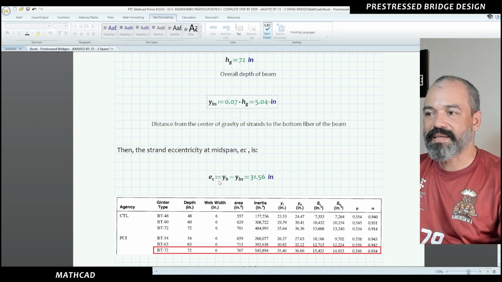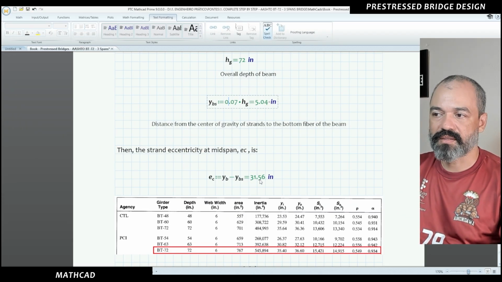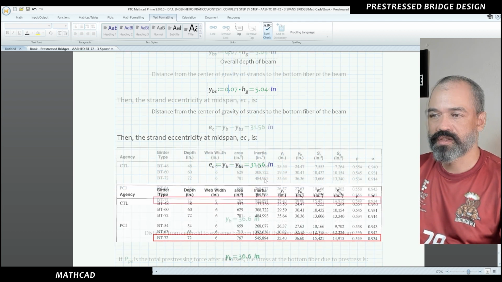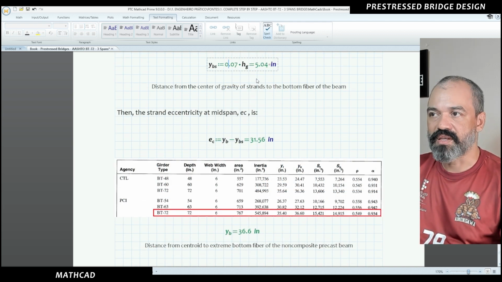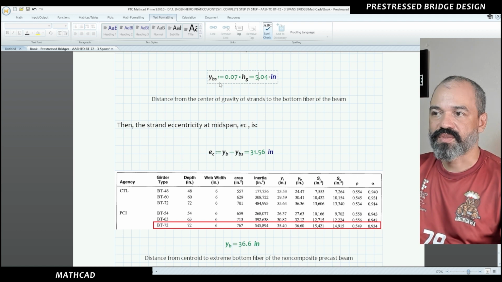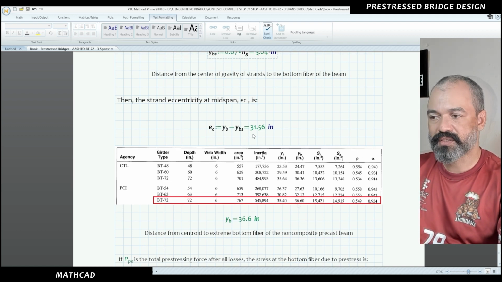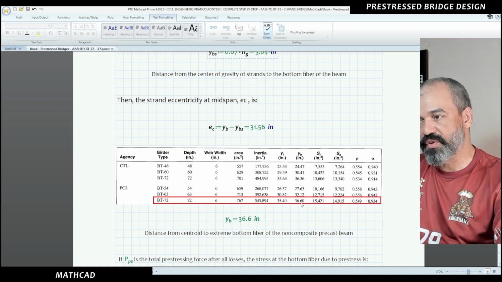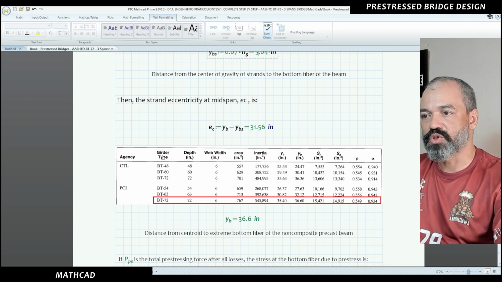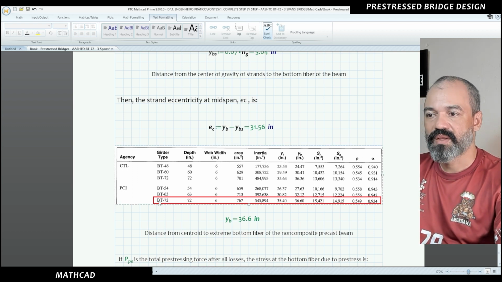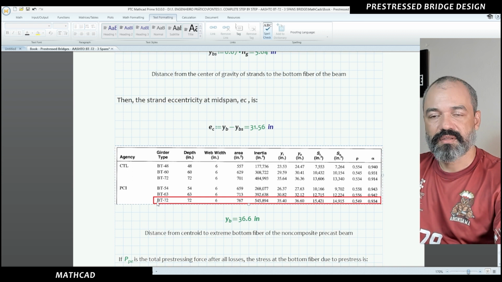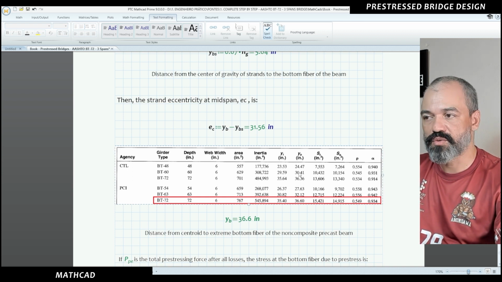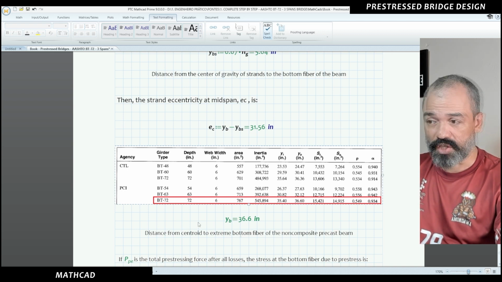So our ec, 31.56 inches. What is yb minus this distance from the centroid of gravity of the strands? We calculated that amount in previous classes, but you can also use a table for the girder. We choose a BT72, so yb is 36.6 inches.